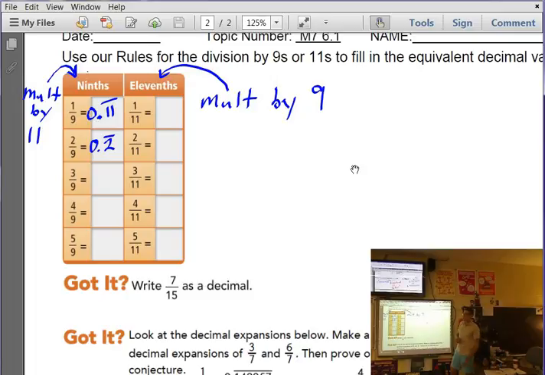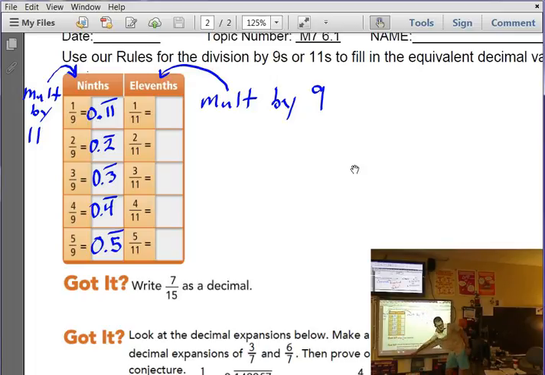Grace, what about 3/9? 0.3 repeating. 4/9, Xavier? 0.44, yeah. 0.4 repeating. And Michaela, what about 5/9? So 1/9 repeated the 1s, 2/9 repeated the 2s, 3/9 repeated the 3s. Yeah, 5/9 will repeat the 5.